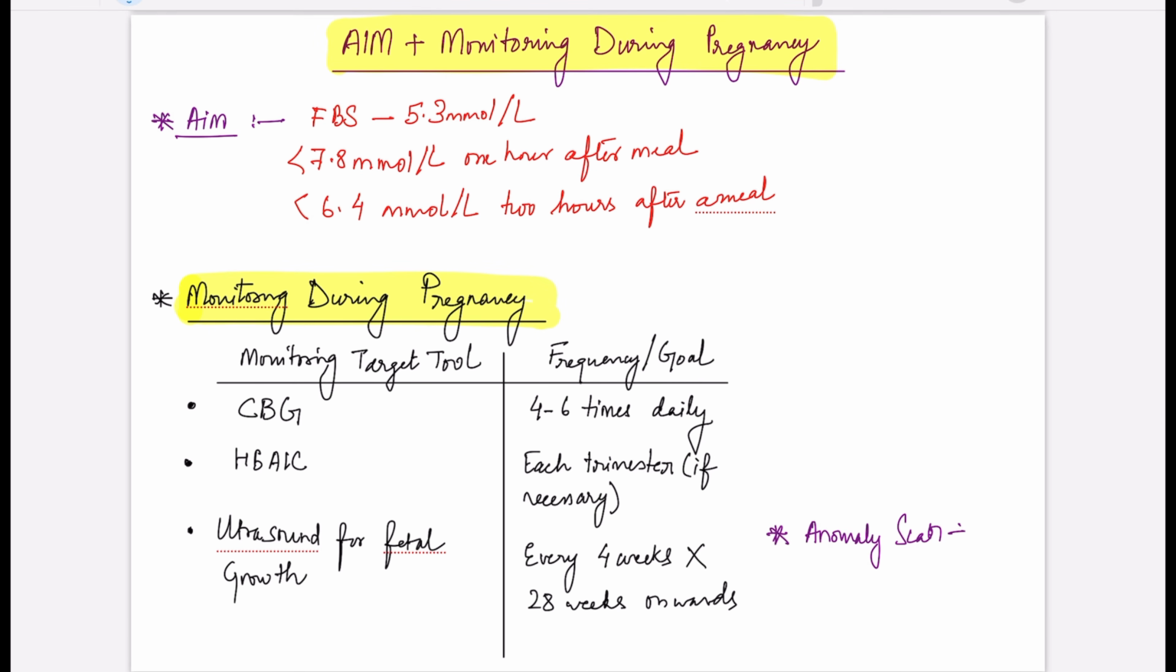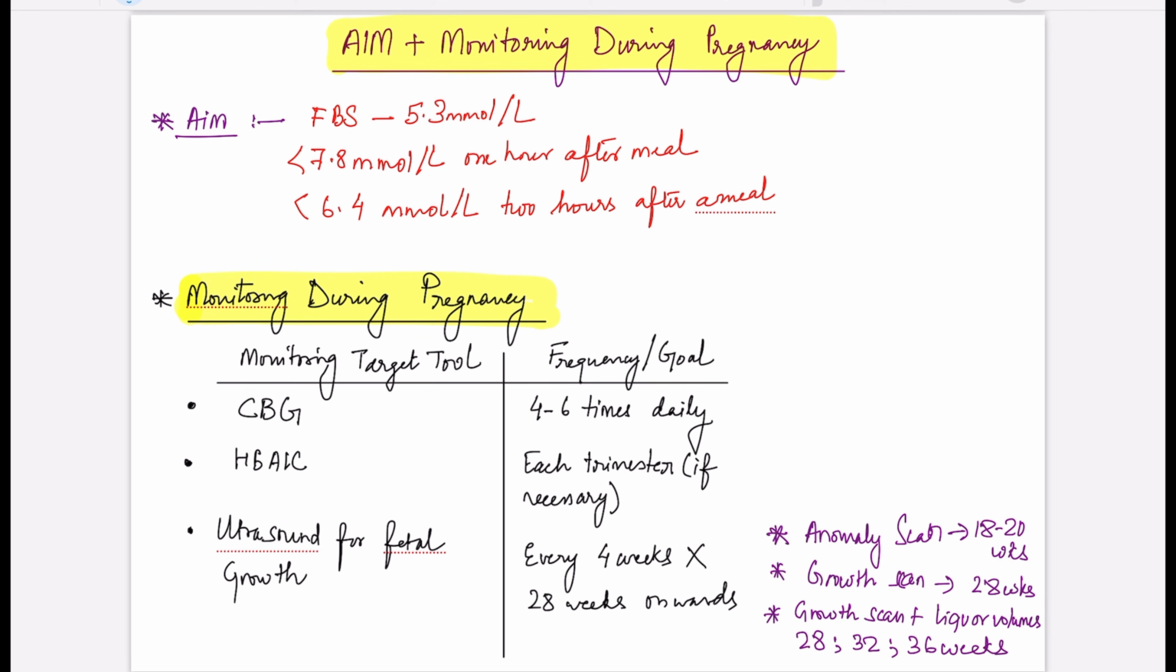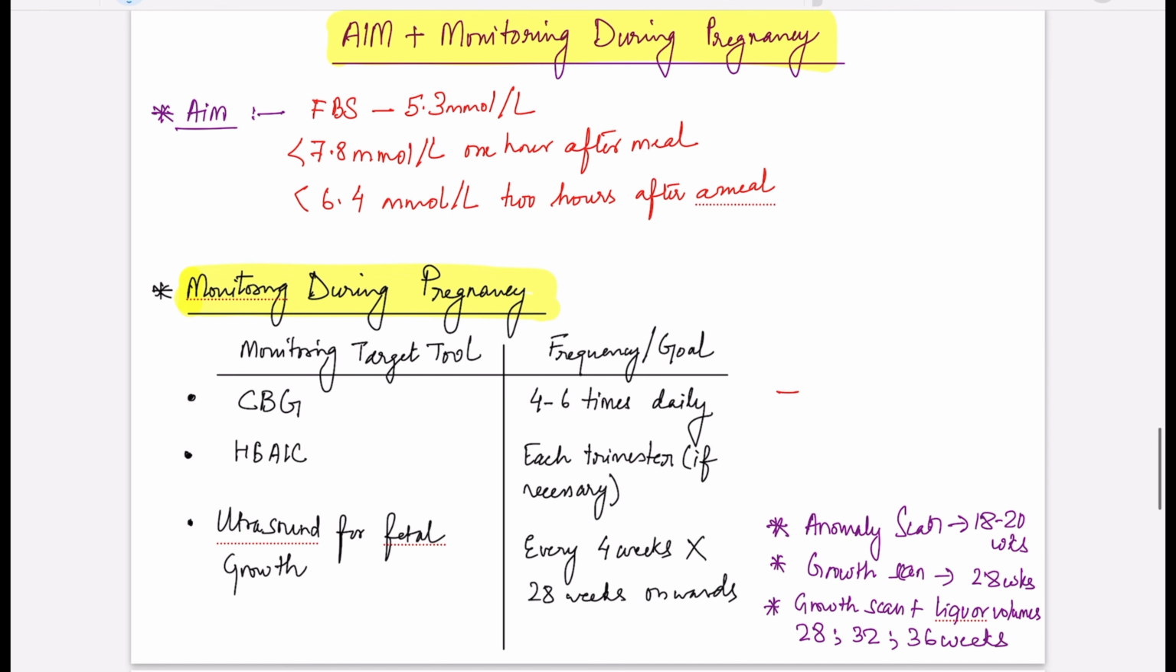The bonus points are get an anomaly scan done at 18 to 20 weeks. Also get a growth scan at 28 weeks, and check growth scan as well as the liquor volume at 28 weeks, 32 weeks and 36 weeks. Remember to check the renal function test during 16 weeks if it is required.